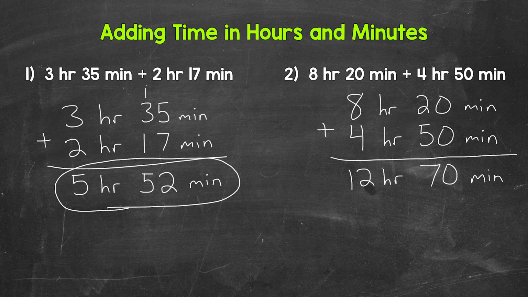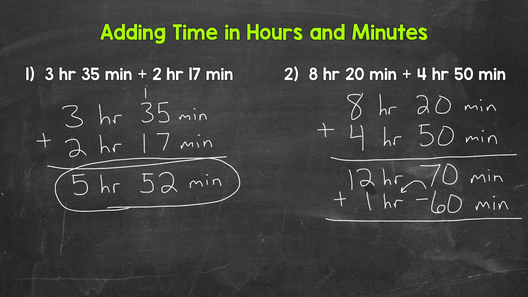So what we can do, let's take 60 minutes from 70 minutes here. So we are taking out 60 minutes and converting that 60 minutes to an hour. And we are adding that hour to our hours. So we are subtracting 60 minutes, which converts to 1 hour, from 70 minutes. And we are adding that hour to our hours. So let's do 70 minutes minus 60 minutes here.